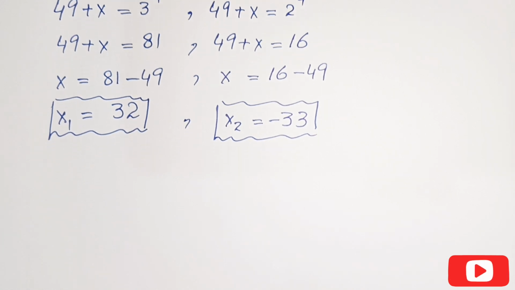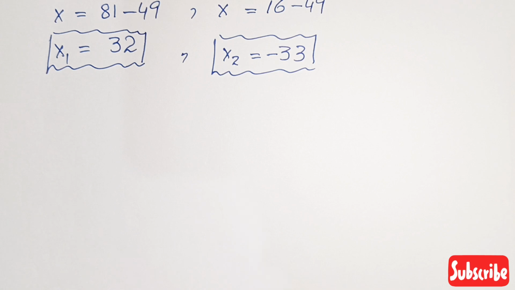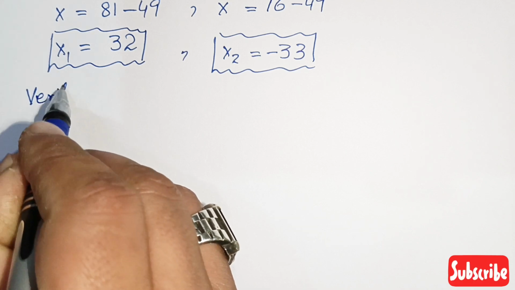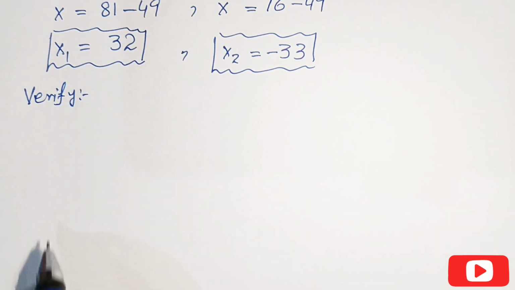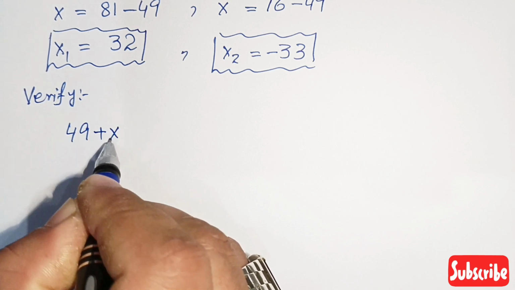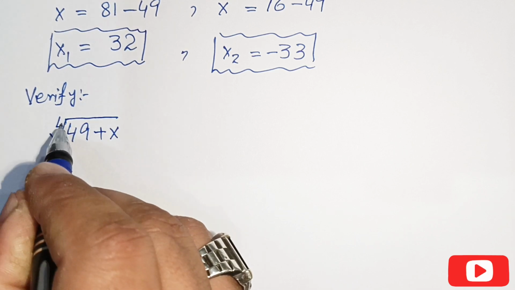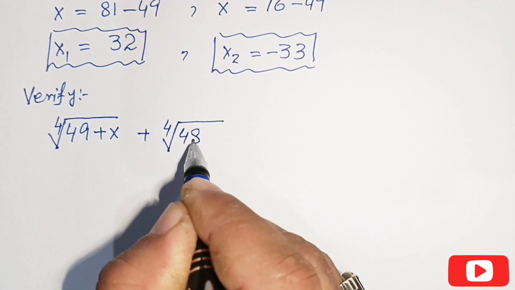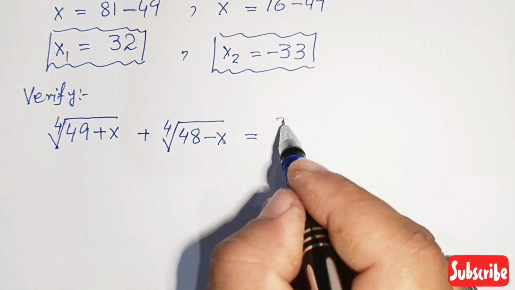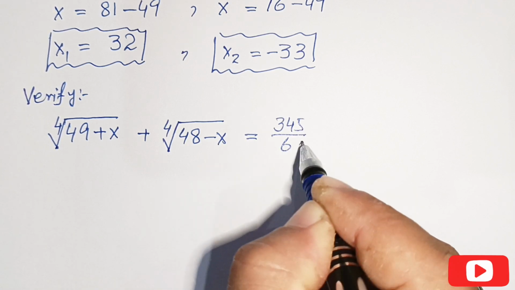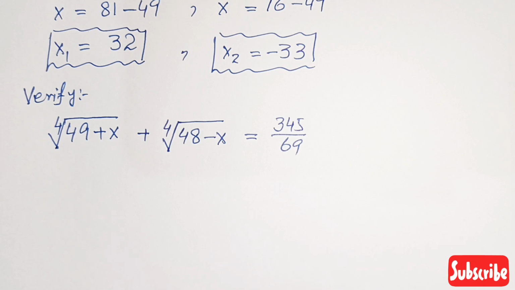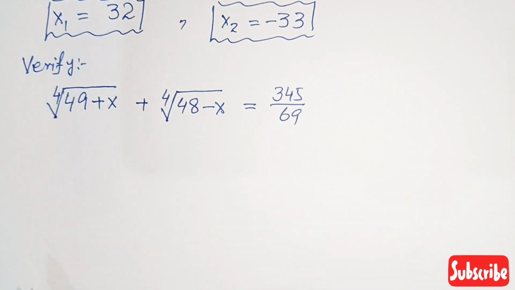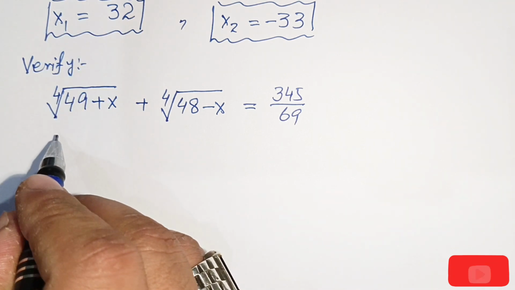Now we are going to verify these two values of x by using them in our problem. So for verification we have to recall our problem. Our problem is the fourth root of 49 plus x, plus the fourth root of 48 minus x, is equal to 345 divided by 69. So here we have two values of x. Now we are going to use x1 is equal to 32 here.